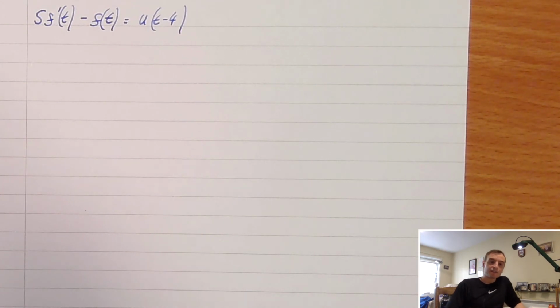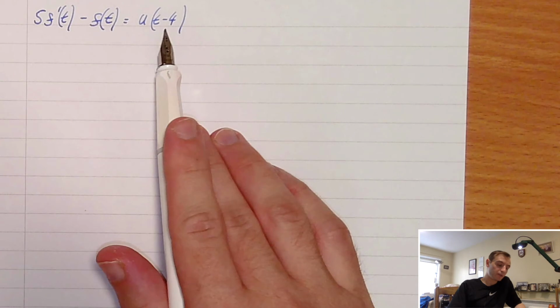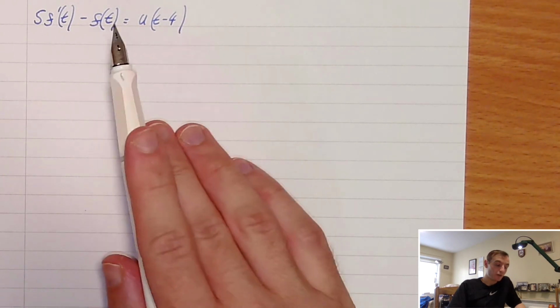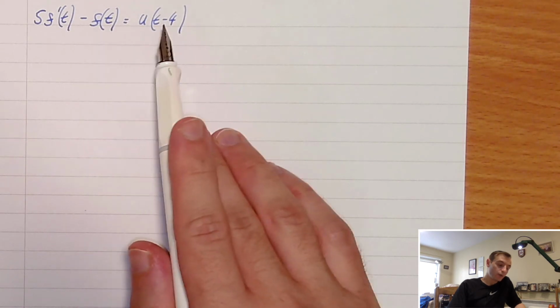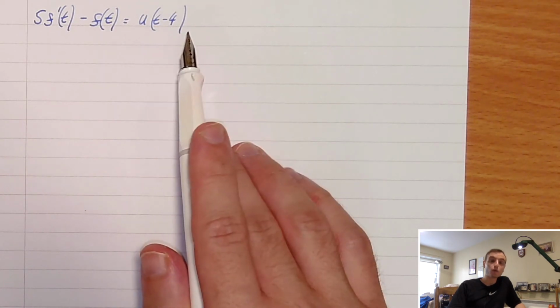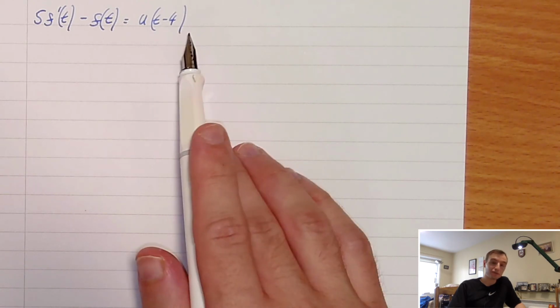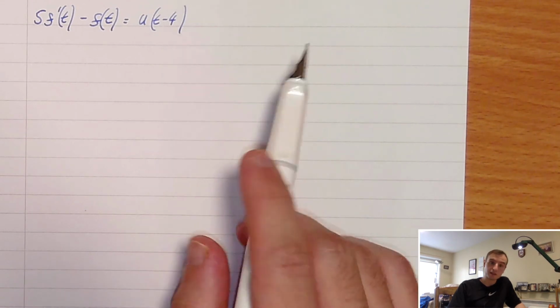Okay, so let's have a look at another example. Here we have 5f'(t) - f(t) = u(t-4). So we've got a differential equation with a unit step response when t equals 4. Something is turning on when t equals 4, and we want to know what the response of the function is going to look like.